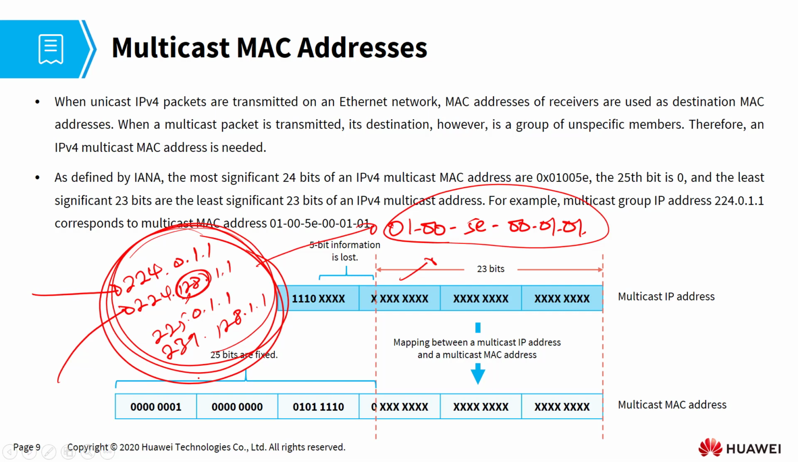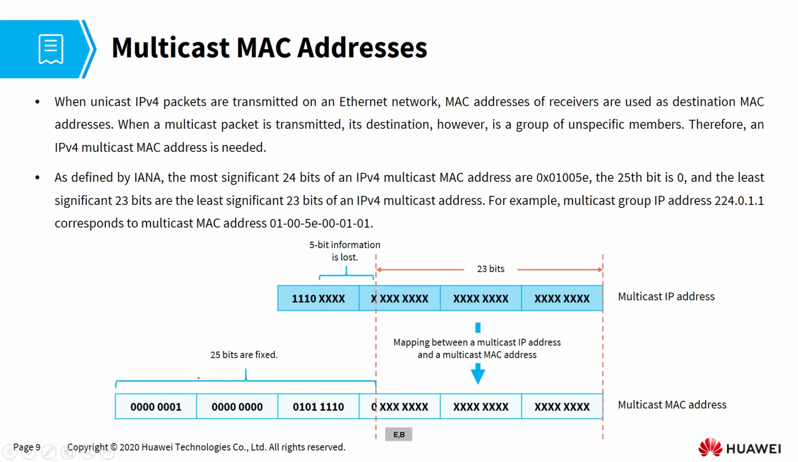So a multicast MAC address identifies a group of devices, and the least significant bit of the first byte in a multicast MAC address is 1. We have seen this from our HCIA material, that in a multicast MAC address, the least significant bit of the most significant block is 1.